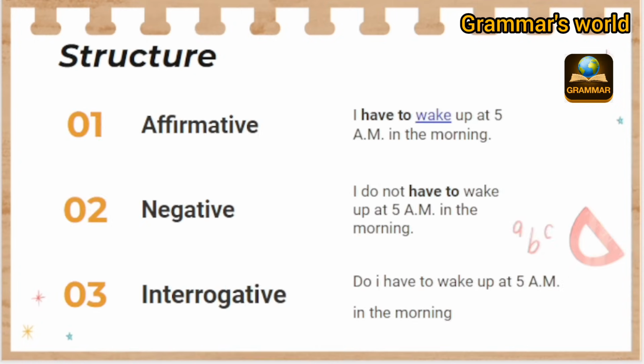The structure to form a sentence with the modal verb is subject, modal verb plus have to. The term can be used in three ways: affirmative, negative, and interrogative. These are some examples for the same. First, affirmative. I have to wake up at 5 o'clock in the morning. Negative. I do not have to wake up at 5 o'clock in the morning. And interrogative. Do I have to wake up at 5 o'clock in the morning?